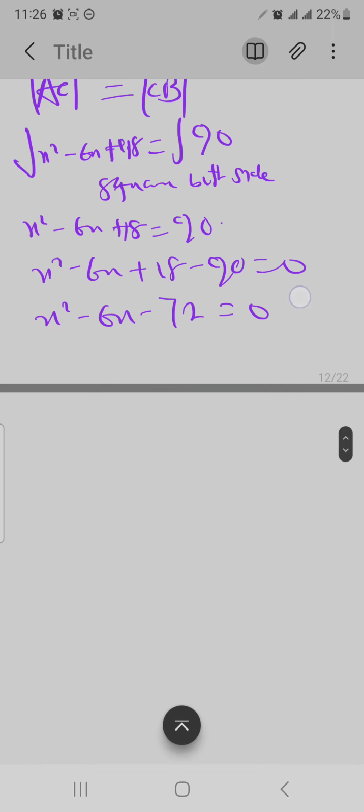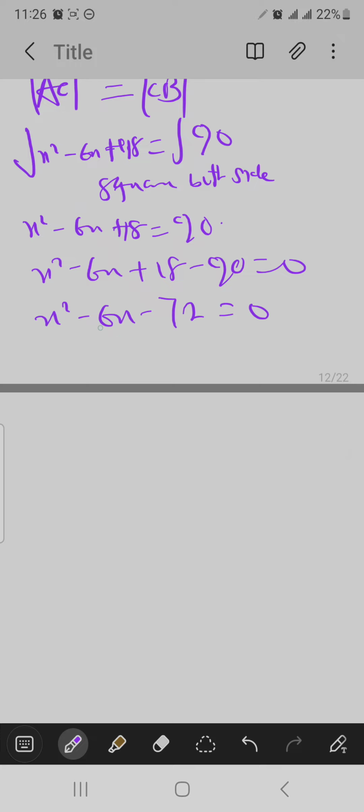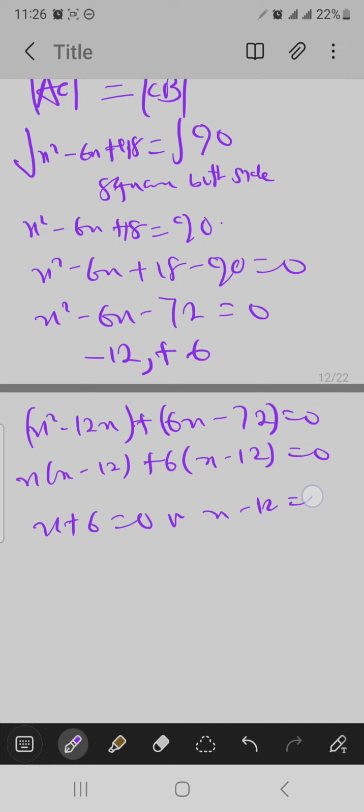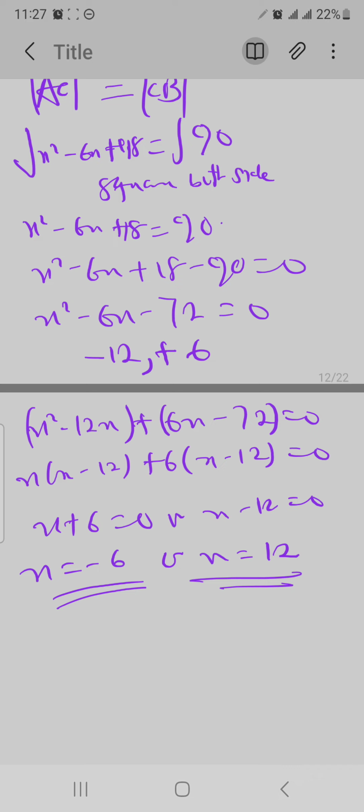So two terms which, when you multiply, you are going to find minus 72, and when you add them, you are going to have minus 6. So it will be minus 12 plus 6. And I hope you understand. So x squared minus 12x plus 6x minus 72 equal to 0. And this one is going to be (x plus 6)(x minus 12) equal to 0. So x plus 6 equal to 0, or x minus 12 equal to 0. x equals minus 6, or x equals 12. Those are the two possible answers of x. And I really hope that I'm making sense with what I'm doing for you guys.